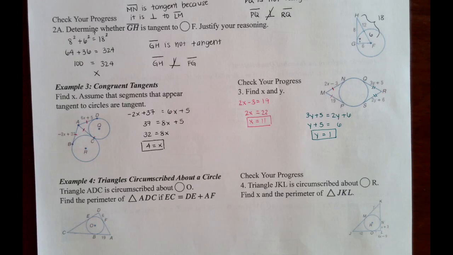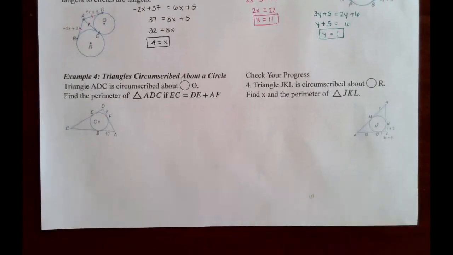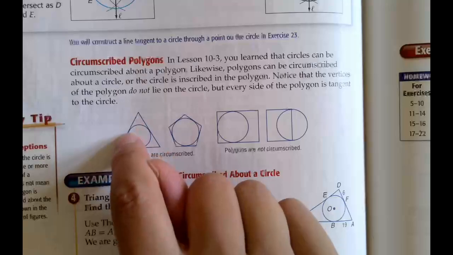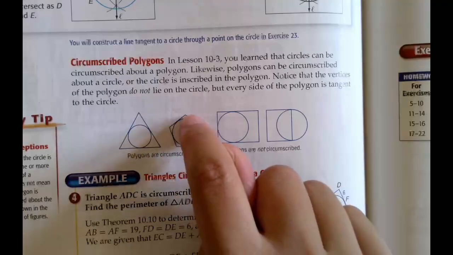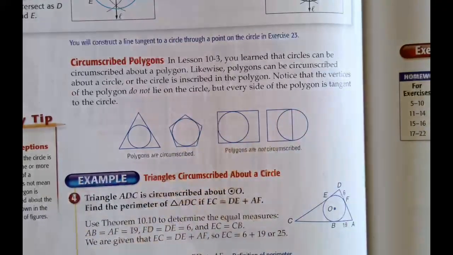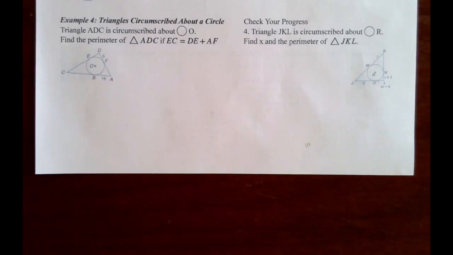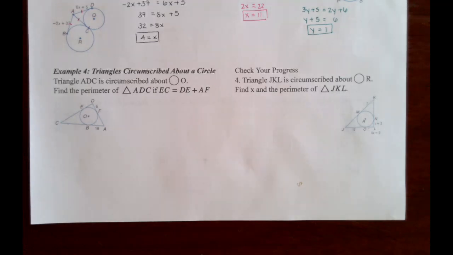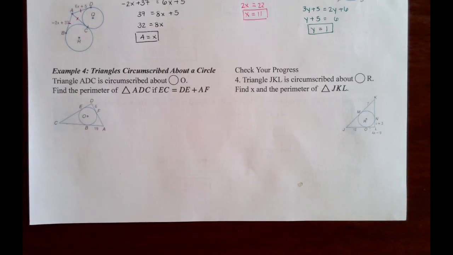And then we're now moving on to our last example, which is circumscribed triangles. Polygons that are circumscribed should be touching. Note that this polygon is circumscribed because it touches the circle on each side. This is not, because it doesn't touch this side, and this is not because part of it is outside. So it needs to touch each side. Here, triangle ADC is circumscribed around circle O.